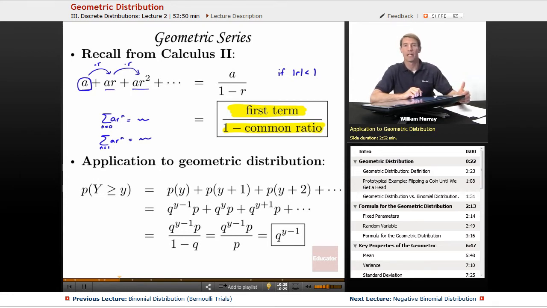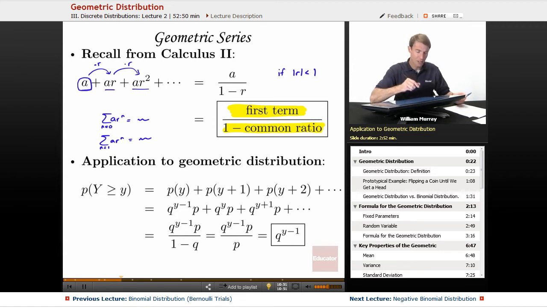If I'm flipping a coin, what's the probability that I will have to flip it at least 3 times before I see my first head? If I'm waiting for the Yankees to win the World Series, what's the probability that it will take at least 10 years for them to win the World Series? Or what's the probability that they will win sometime in the next 10 years?